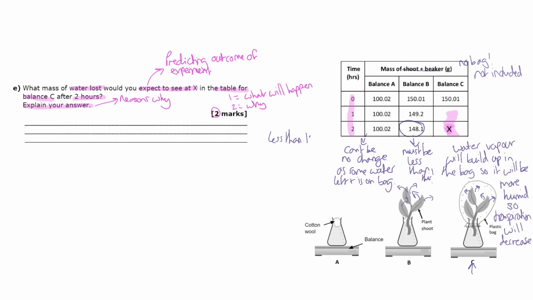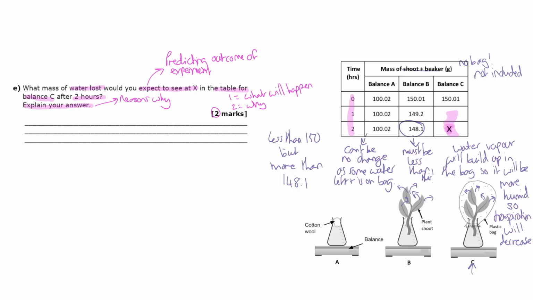So we need a number that's going to be less than 150 because it can't be the same, because the 150.01 is what we started with, but it would need to be more than 148.1. Because 148.1 would mean that it lost the same amount of water as balance B, and it would have lost less because there'd be less transpiration. So any number in that range would give you the right answer here.